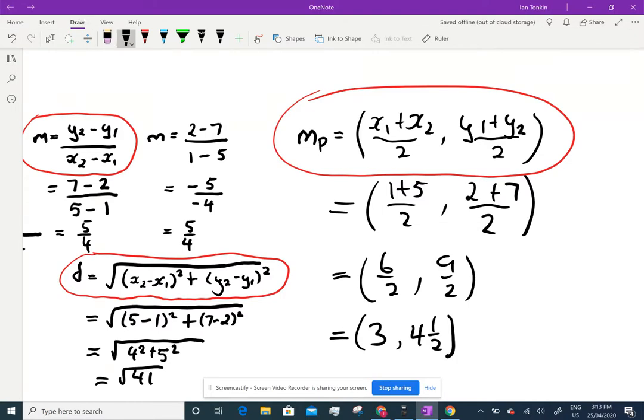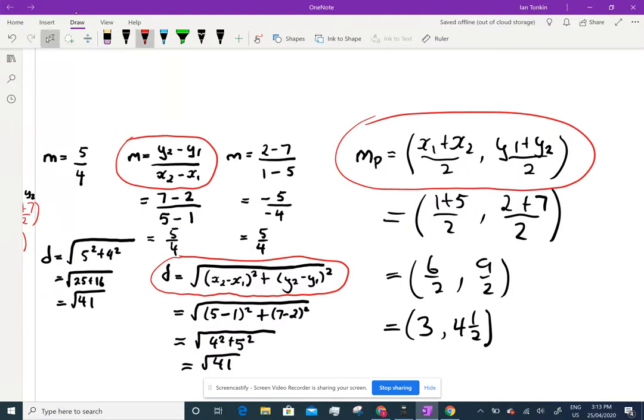Now, you need to copy them and write them down. So here is the gradient formula, and you're only applying the three of these. Here is the distance between any 2 points, and here is the midpoint, and you need to write those notes up.